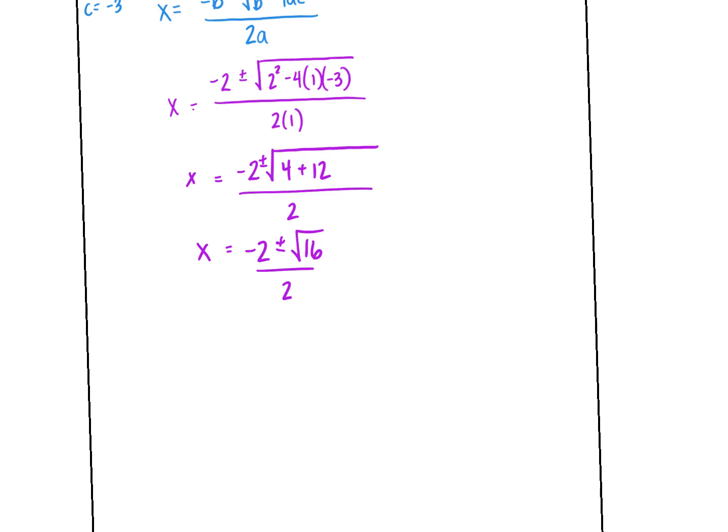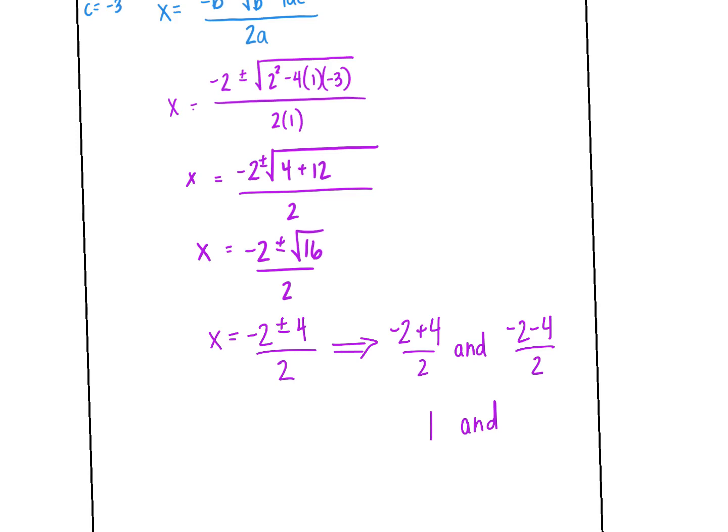So now square root of 16 is 4. So you get negative 2 plus or minus 4 all over 2. You cannot leave it here. You need to separate this into your two solutions. So negative 2 plus 4 over 2 and negative 2 minus 4 over 2. So this negative 2 plus 4 is 2, divided by 2 is 1. You get negative 6 over 2, which is negative 3. So x equals 1 and negative 3.